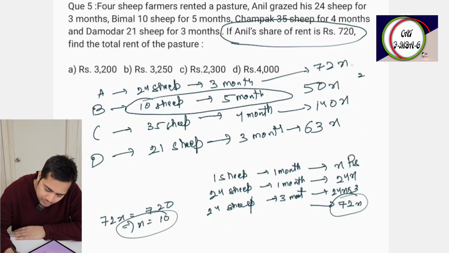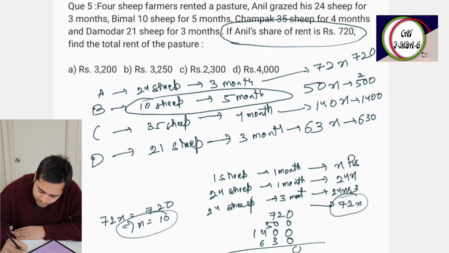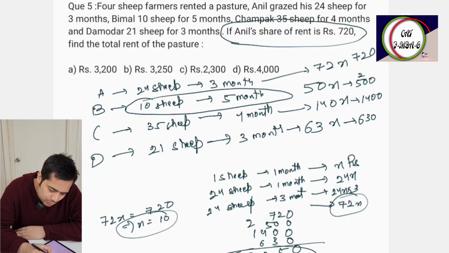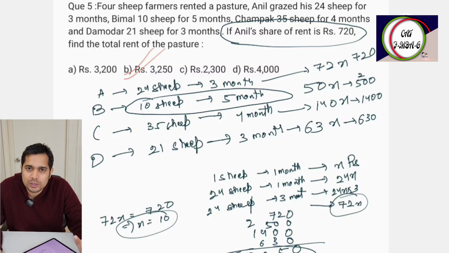So what is the total? Anil is 720. Bimal is 500. This is 1400. This is 630. We have to find out the total rent. So 720 plus 500 plus 1400 plus 630. We are going to add it up. 2350 should be the right answer. Option number B is the right answer. Simple. This was a fairly easy question. Let's move ahead to the next question.